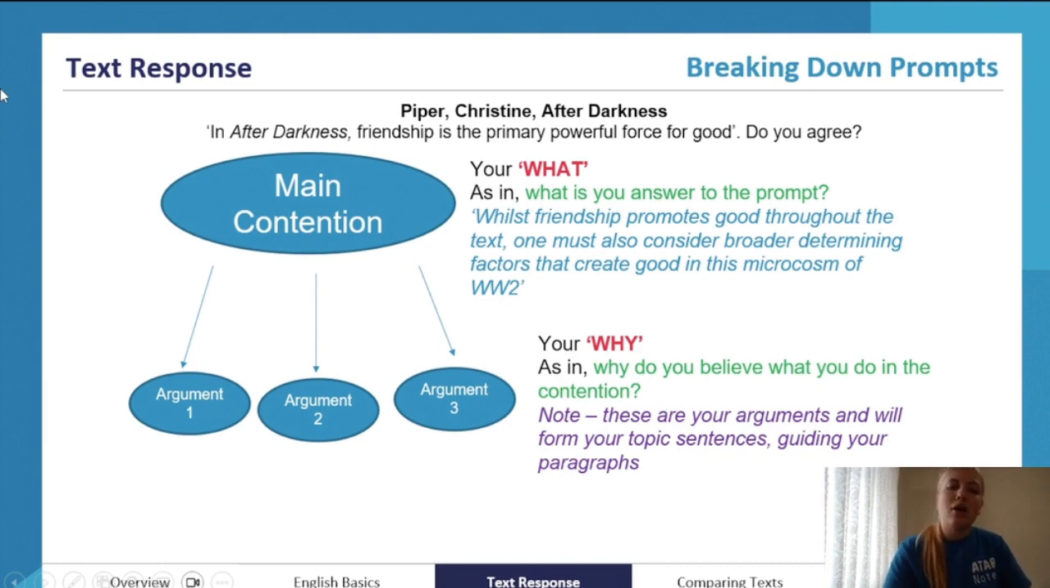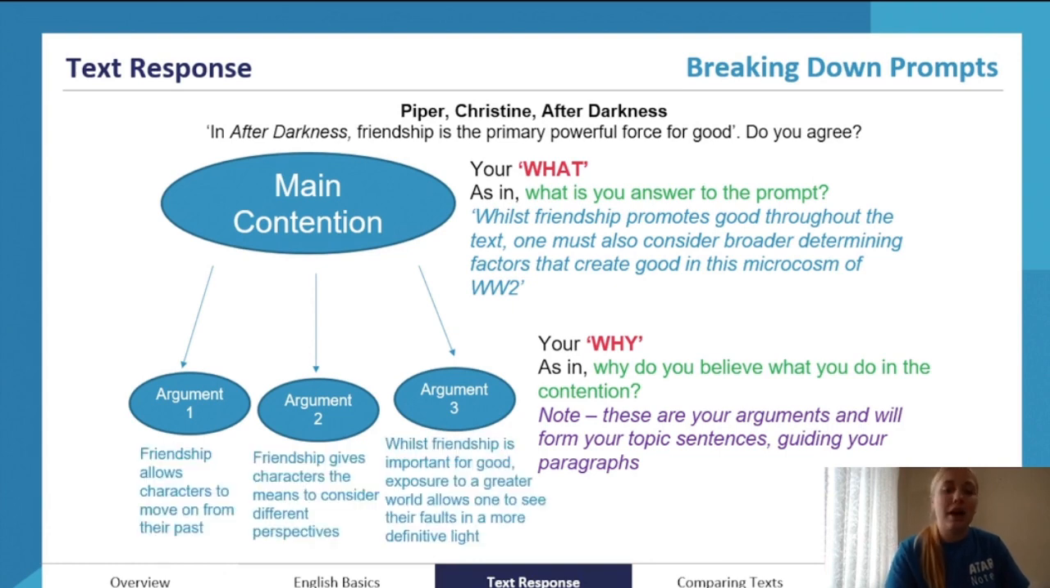And then our arguments are our why. Why did you answer the prompt in the way that you did? So they come directly from your contention. Why do you believe what you do in the contention? And these are going to be your arguments based around ideas rather than statements, and they will form your topic sentences and guide your paragraphs.